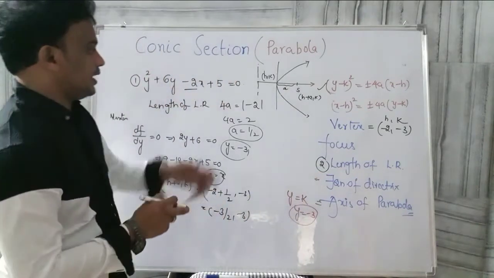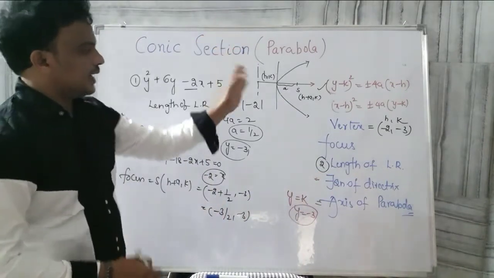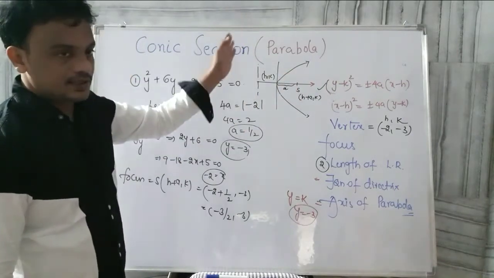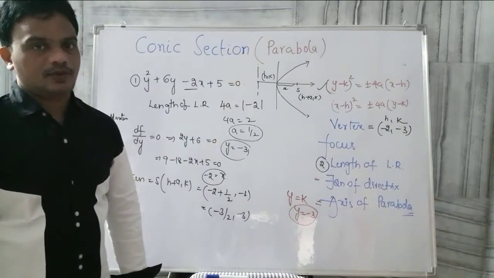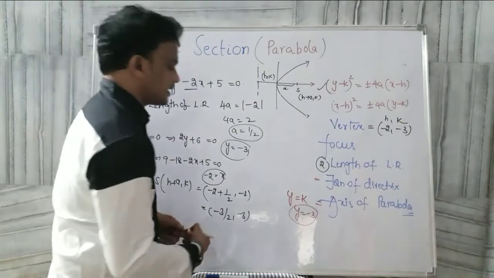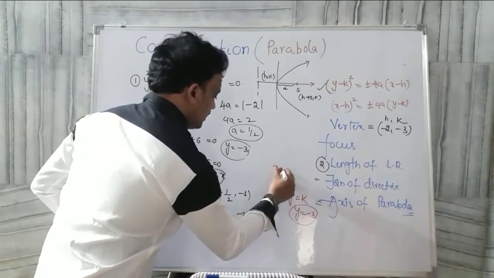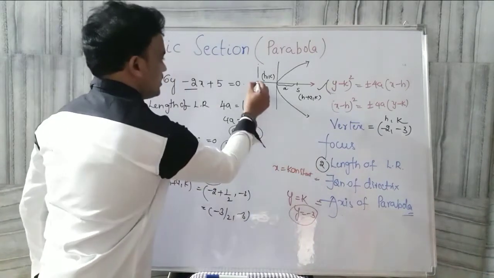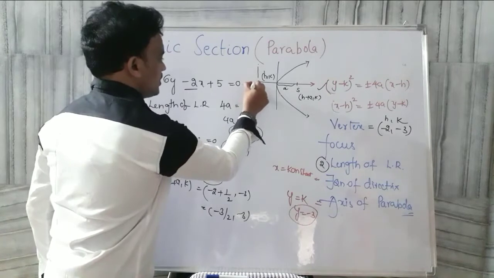The axis is parallel to the x-axis, so the directrix is parallel to the y-axis. Parallel to the y-axis means x equals constant. Now can you say this point is, suppose, m?